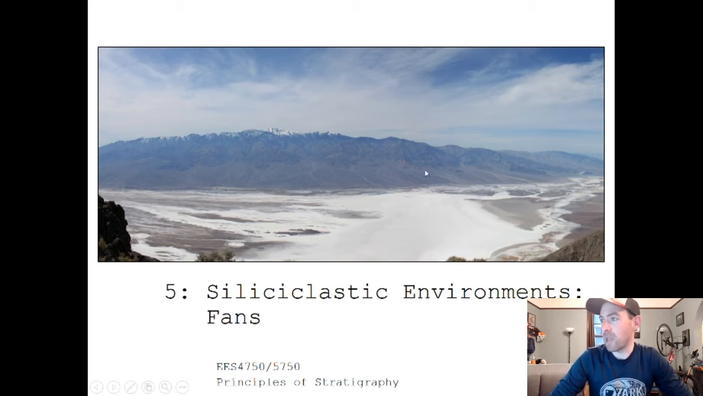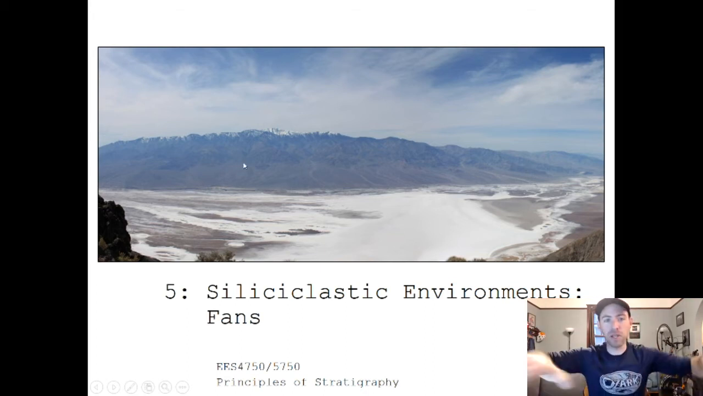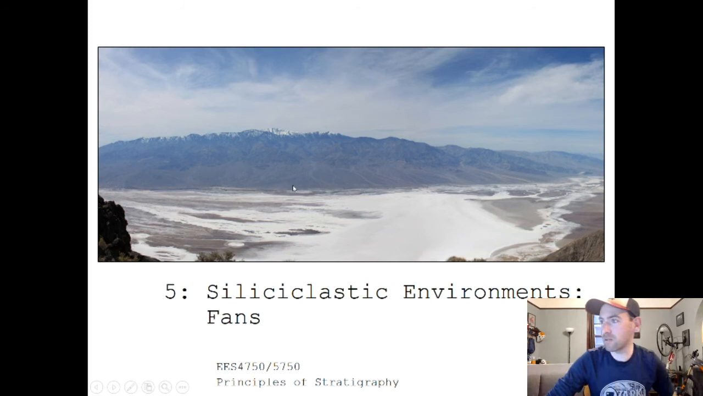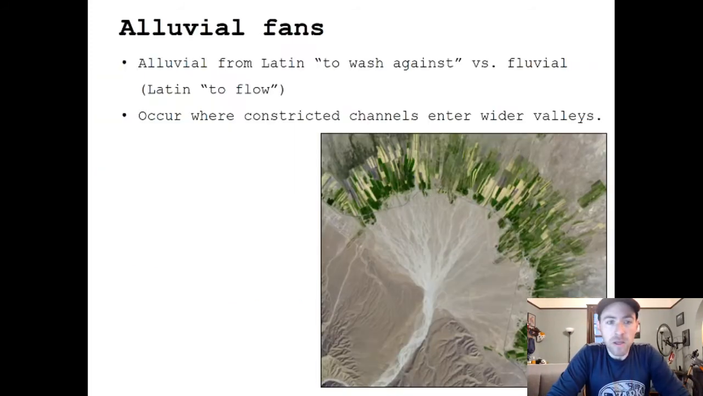And you're looking out on the Panamint Range at this big, broad, coalesced set of alluvial fans coming in off the Panamint Range. It's a really cool spot. There are these small alluvial fans over on this side, and then the big, broad alluvial fans coming out that have all kind of merged together on the other side. Those are called bajadas. We'll talk about that throughout the course of this lecture. So we're going to first talk about alluvial fans. The term alluvial comes from the Latin to wash against, as opposed to fluvial, which is flow.